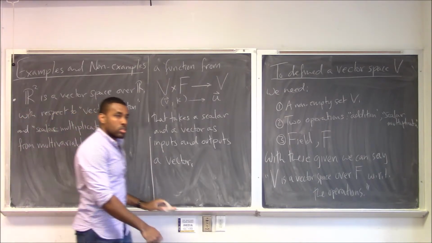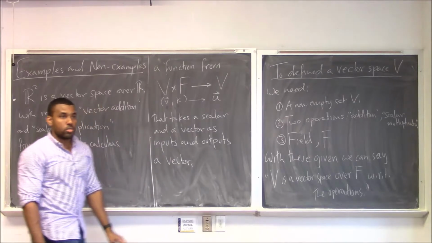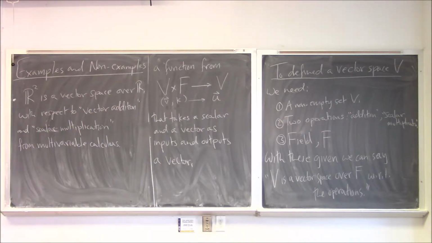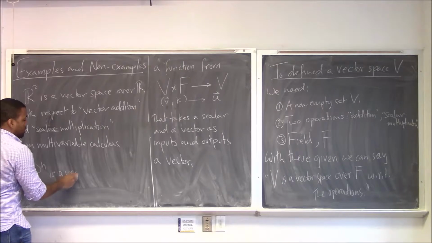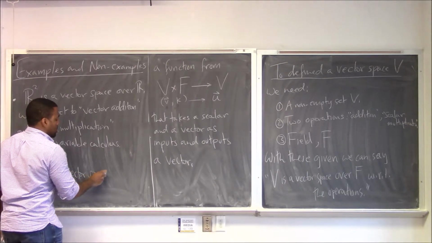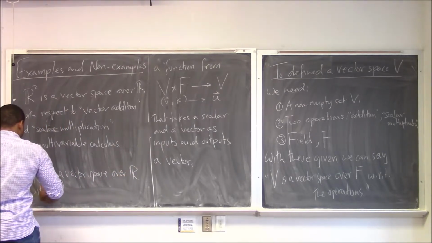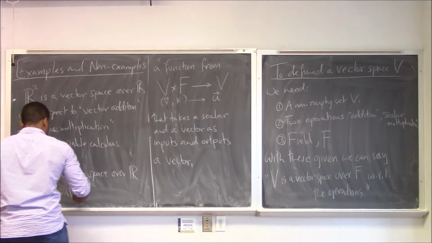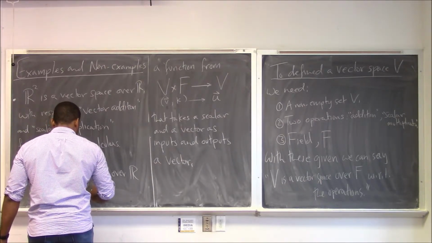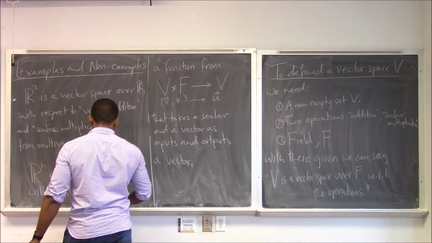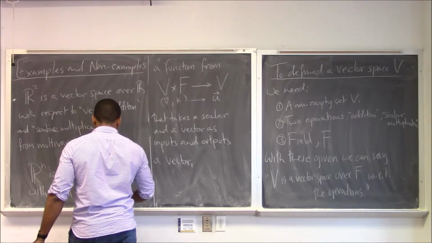Yes? Is R a vector space over R? R is a vector space over R. So a set can be a vector space over itself. If the set happens to be a field, you can have it be a vector space over itself. So R is a vector space over R, R2 is a vector space over R. In fact, Rn is a vector space over R. And now I'll refer to the arithmetic plus and times as the usual.